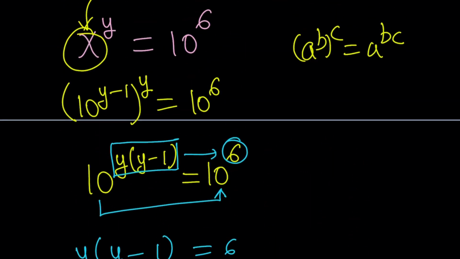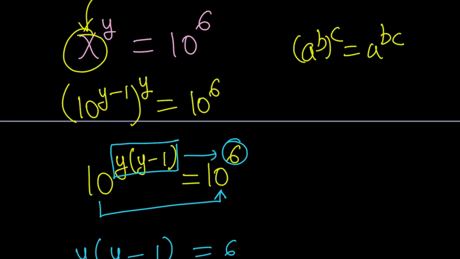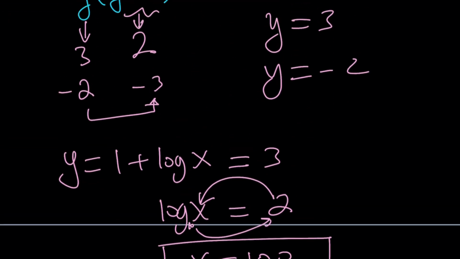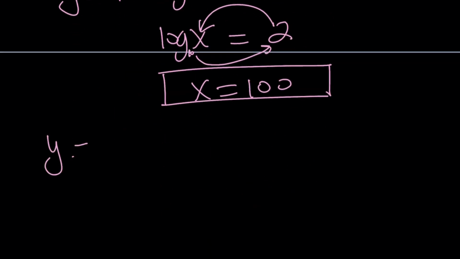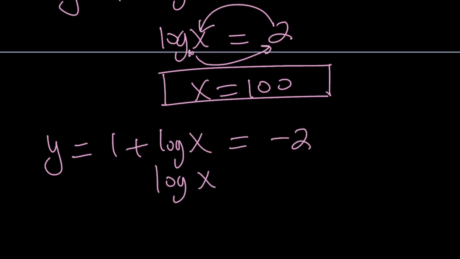Well, did we say this equation is going to have a single solution? Nope, there's another one. And that comes from y equals -2. We've already taken care of y equals 3. So now y equals 1 plus log x, and that's equal to -2. And if you subtract 1 from both sides, you get log x equals -3. Now x is going to become 10 to the power.